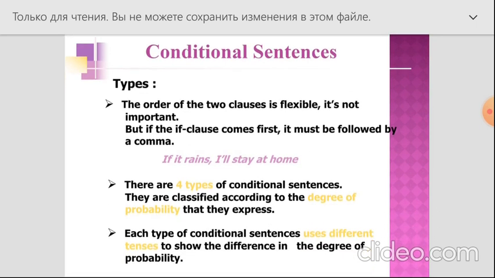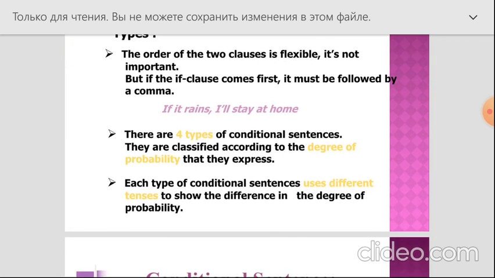There are four types of conditional sentences. They are classified according to the degree of probability that they express. It is important to use the correct structure for each of these different conditional sentences because they express varying meanings. Each type of conditional sentence uses different tenses to show the difference in the degree of probability.